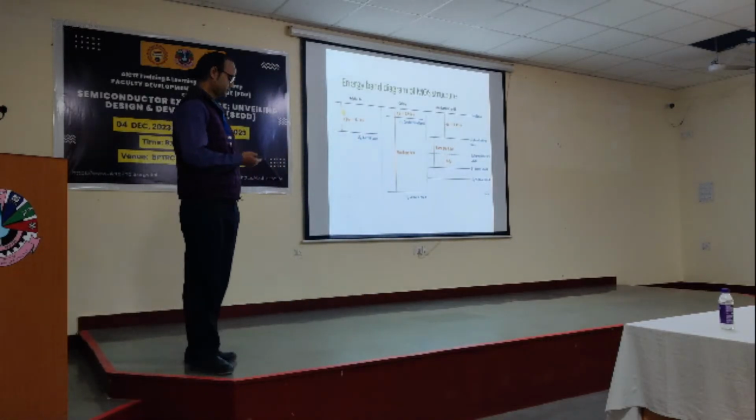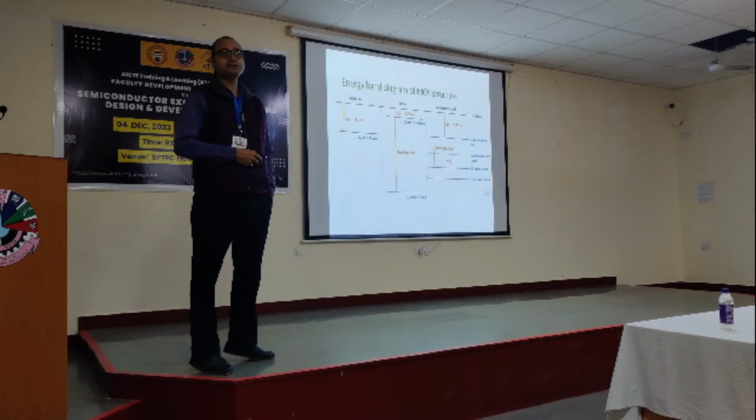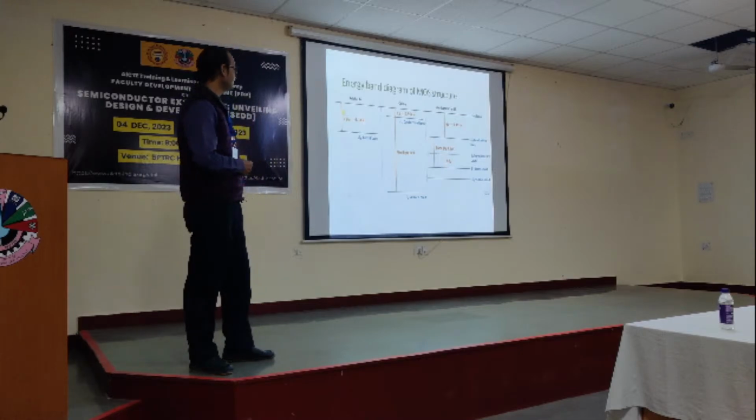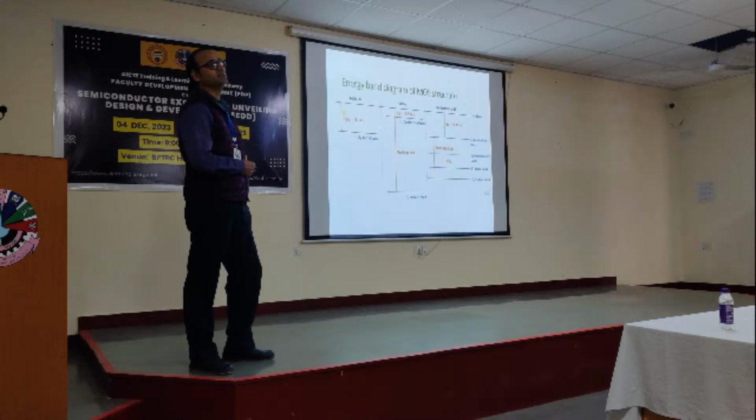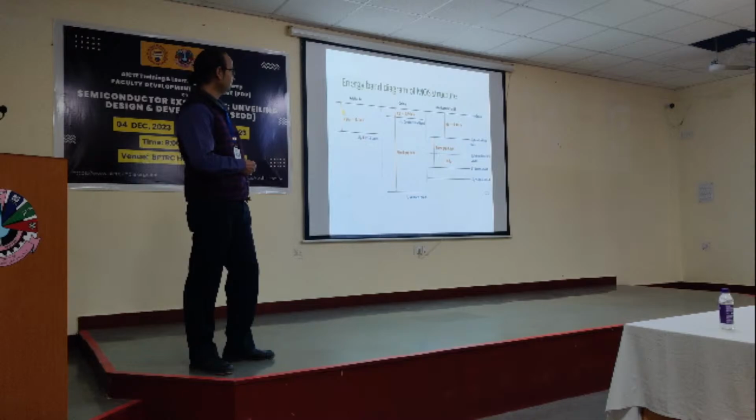So now, metal oxide semiconductor. One is the free space energy that we call the vacuum level energy. This is the Fermi level for the metal. For example, consider this maybe aluminum. So 4.1 electron volt of energy is required for this in case of aluminum, right?